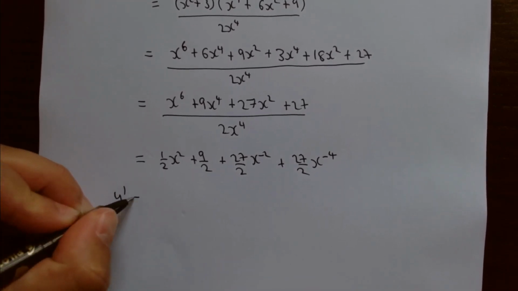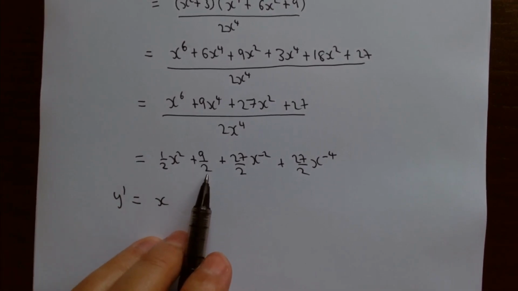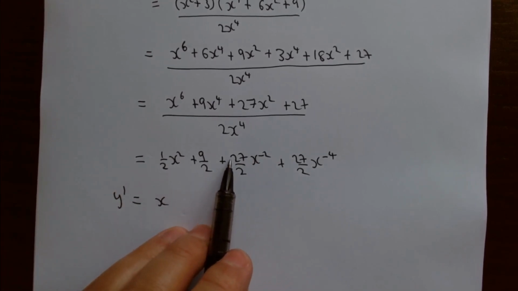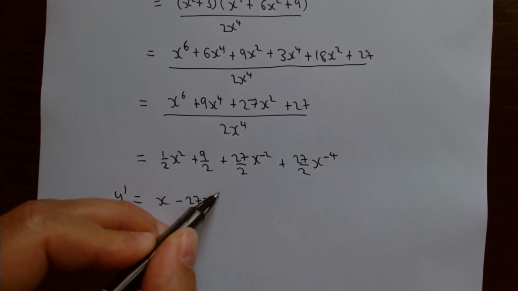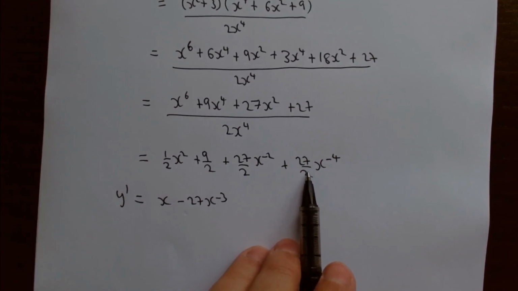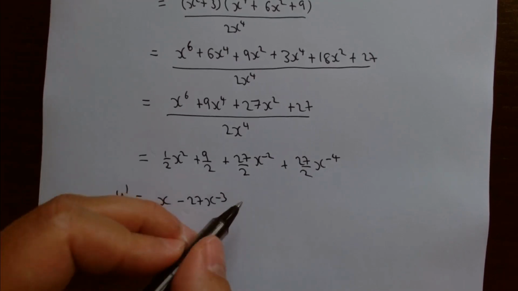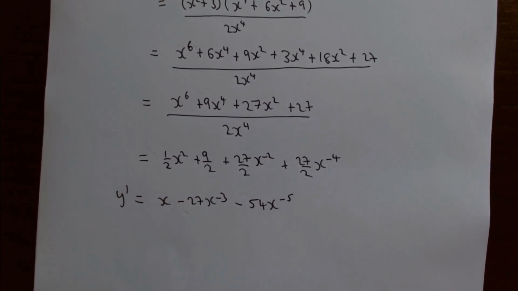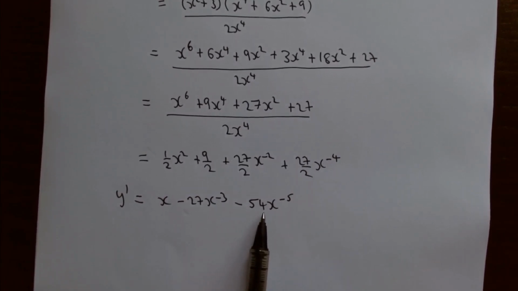So we get y dash equals x, the 9 over 2 disappears, the minus 2 comes down, it cancels with that 2, so we get minus 27x to the minus 3, and the minus 4 comes down, we'll cancel with the 2 a little bit, you're left with a 2 left over, so you times 27 by 2 is minus 54x to the minus 5. Of course you can just use a calculator as well. 27 over 2 times minus 4 should be this.